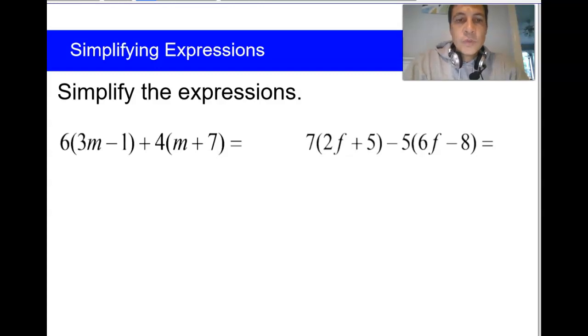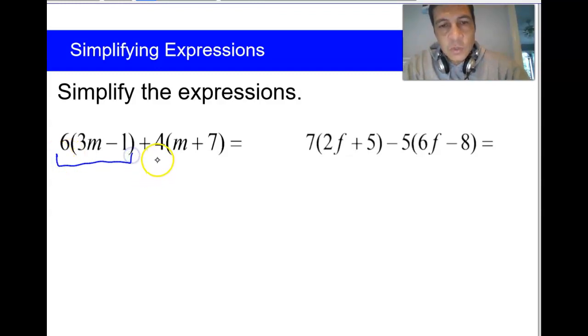In this video, we'll use what we know about the distributive property and combining like terms to simplify more complex expressions. So let's take a look at the first one here. I see I've got two cases where I want to use the distributive property. I've got 6 groups of 3m minus 1, and I have 4 groups of m plus 7. So first, let me distribute.